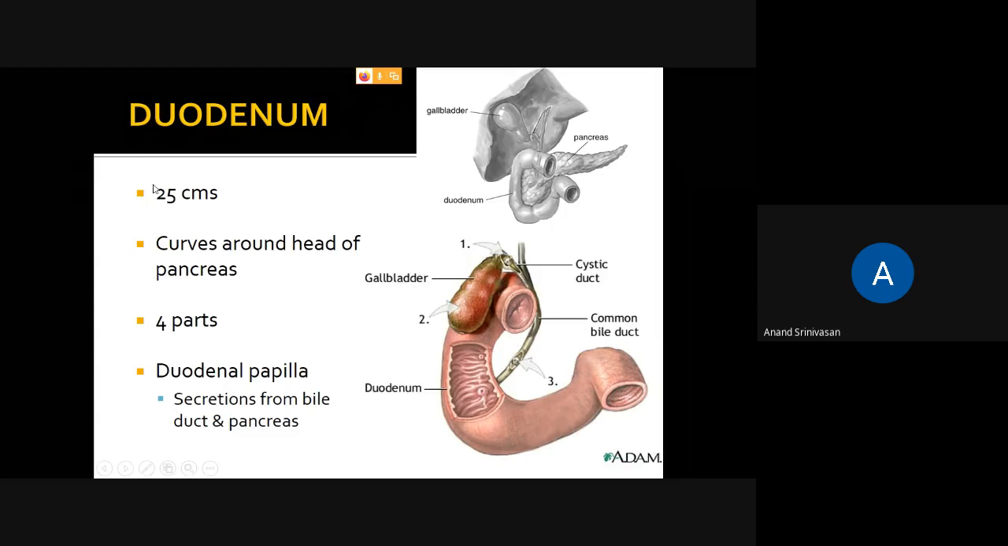The duodenum is approximately 25 centimeters and is C-shaped, roughly in the form of the letter C. It curves around the head of the pancreas. You know that there is a gland called the pancreas. You can divide the duodenum into four parts: the first part, the second part, the third part, and the fourth part.